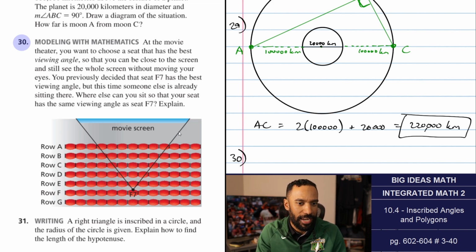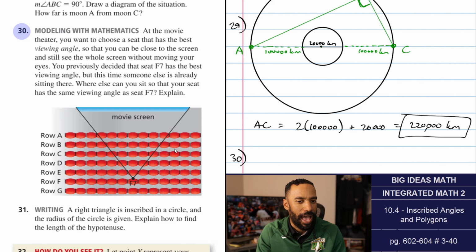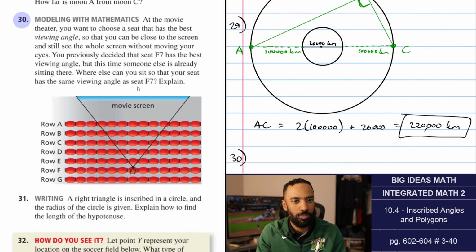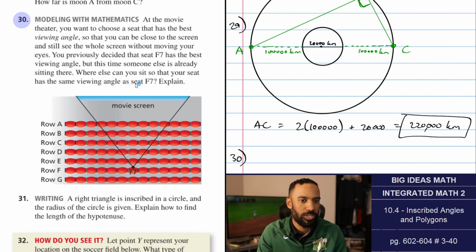You previously decided that seat F7 has the best viewing angle, but this time someone's sitting there. Where else can you sit so your seat is the same viewing angle as F7? Explain. So we saw an example of this, like a Statue of Liberty example from before in the notes. But this is a similar kind of thing.